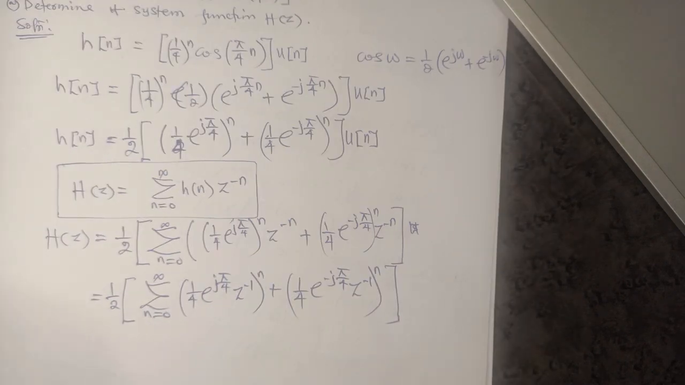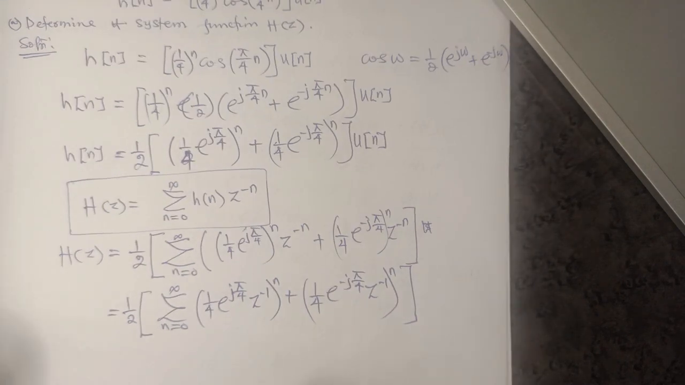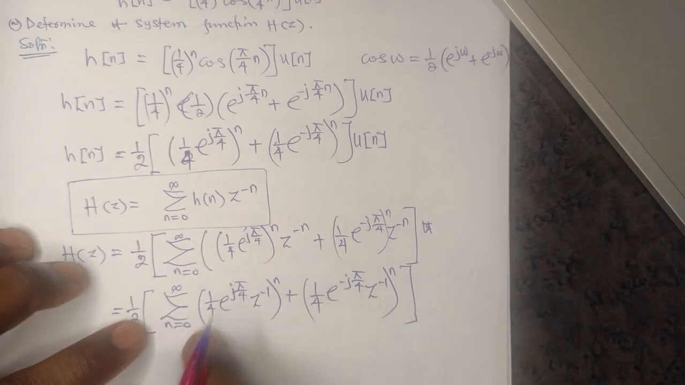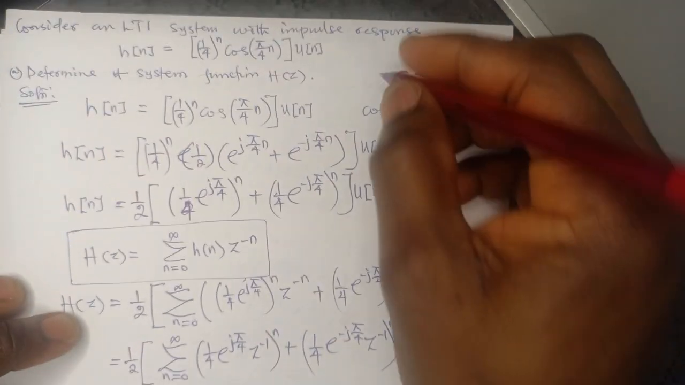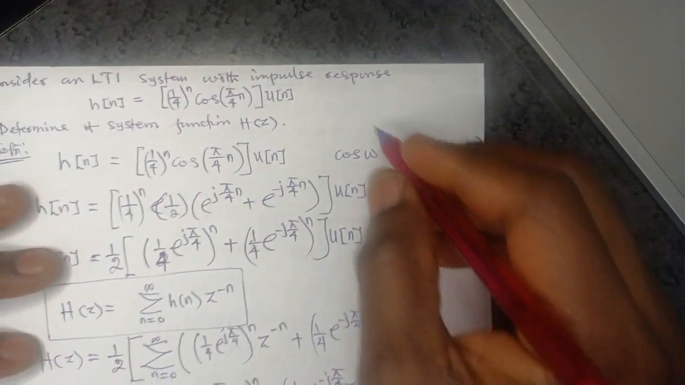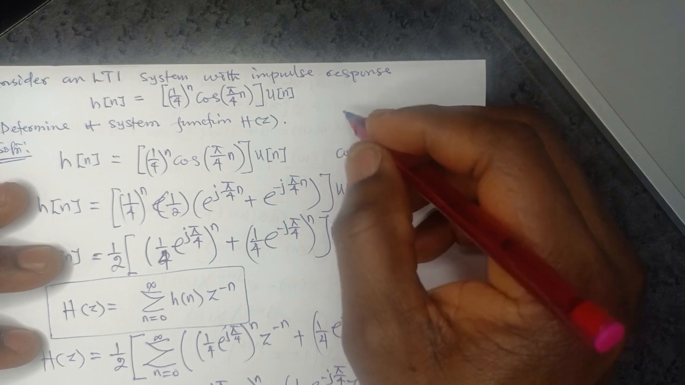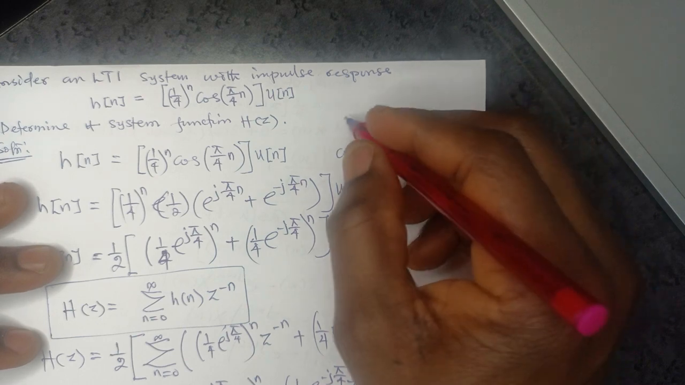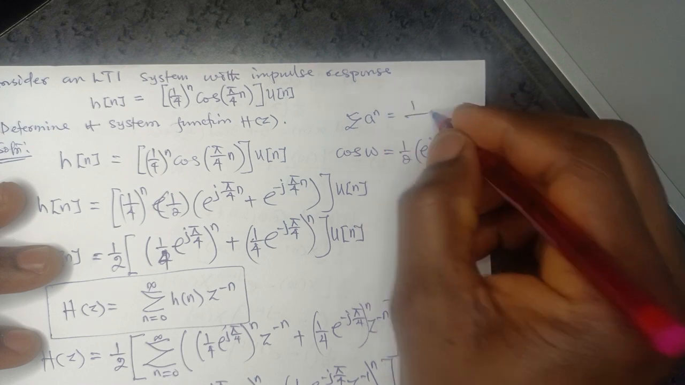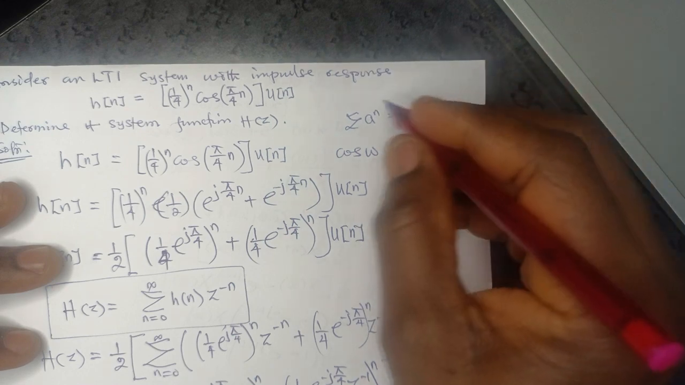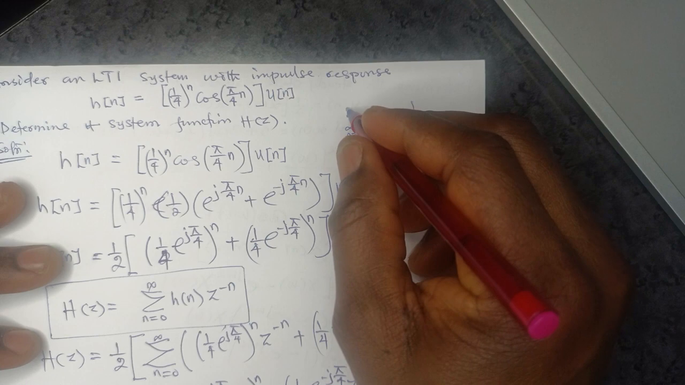So now that we have this expression, we apply the formula for the sum to infinity. If we want to sum to infinity of a^n, with n from 0 to infinity, it is going to be 1 over 1 minus a.